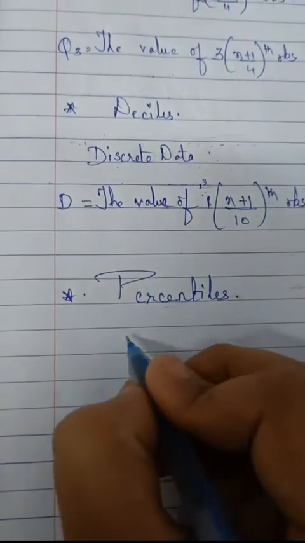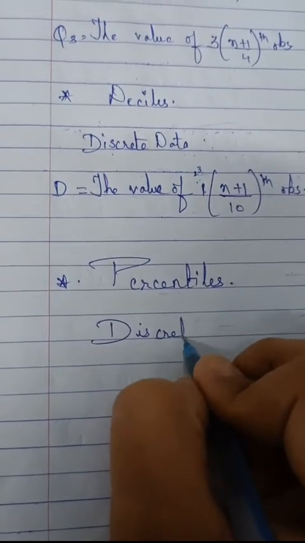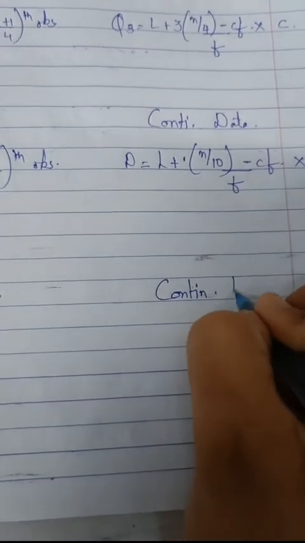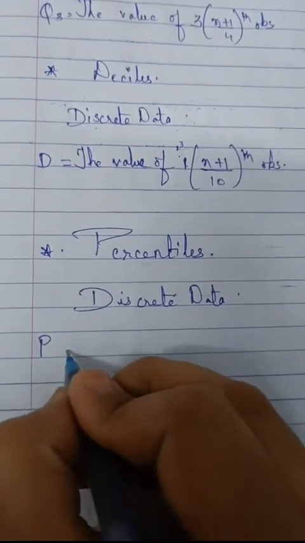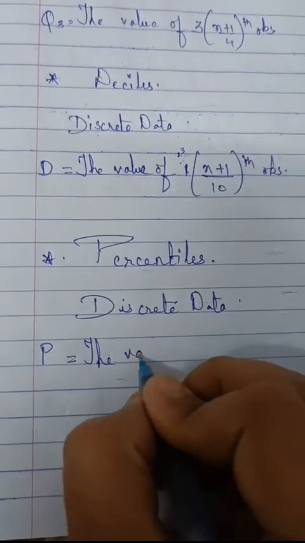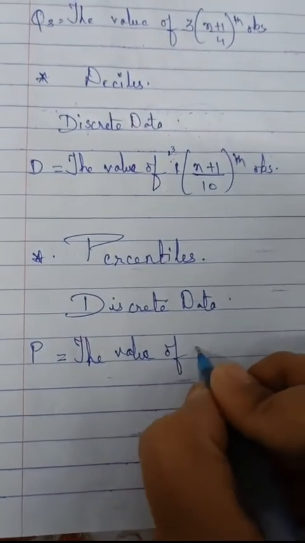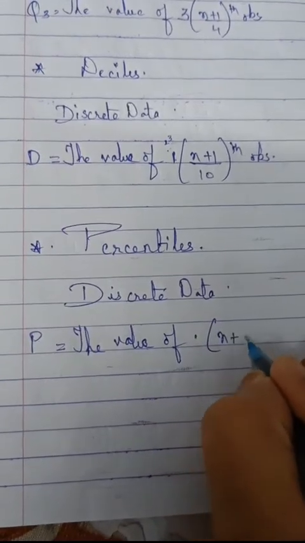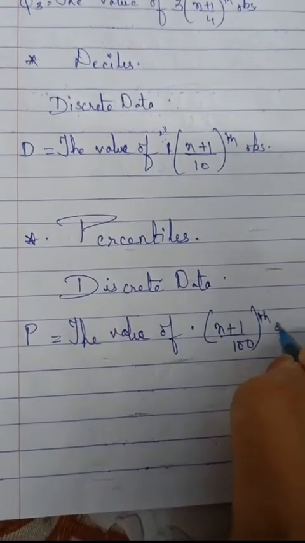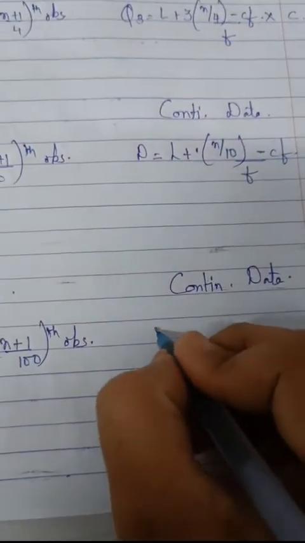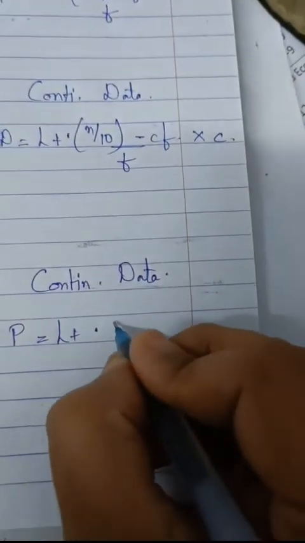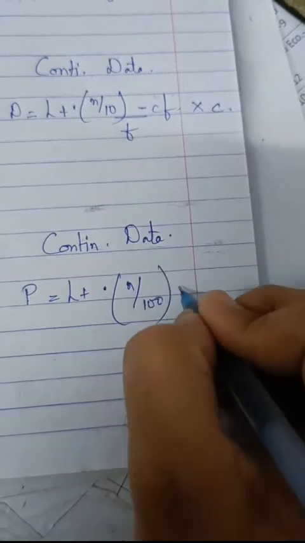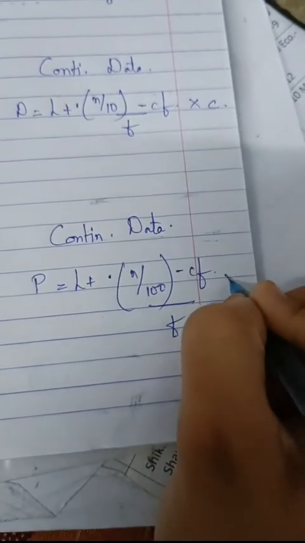Okay, then coming to the next one, that is percentiles. Okay, same way for discrete data and for continuous data. So for discrete, suppose P10 or P25, so whatever, you will be writing the value over there. So the value of suppose P10, then 10 you will write here into (n plus 1) upon 100 observation. Okay, and same way for percentile, whatever the percentile they are giving, L plus the number you will be writing here, whatever the number it is coming, divide by n by 100 minus CF upon F into C.